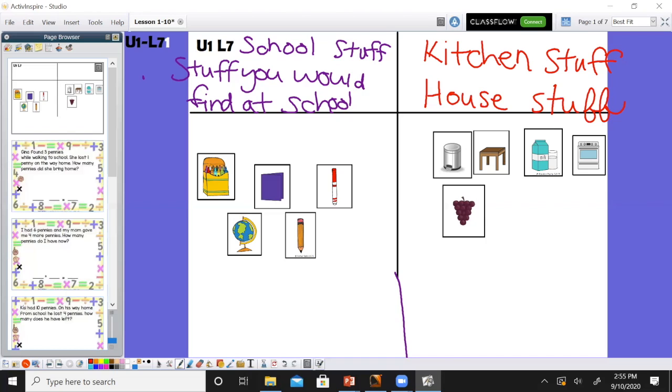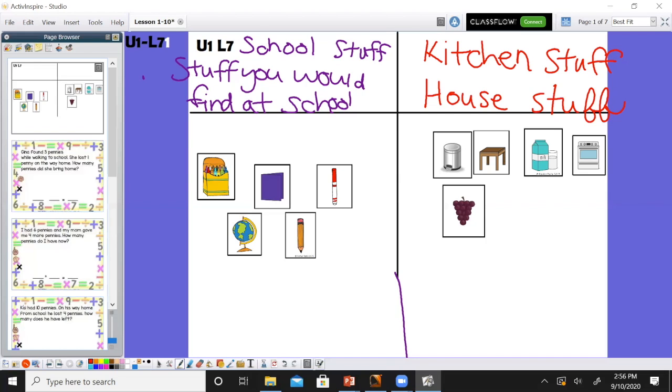Graham, did you have something else that was different? What? What? Fridge? You're right. You could. The milk and the grapes you could find in the fridge.